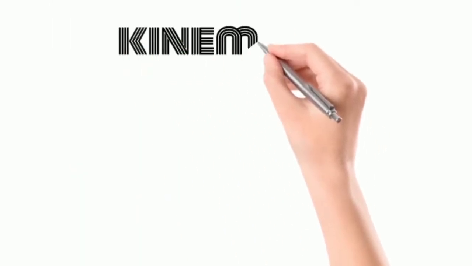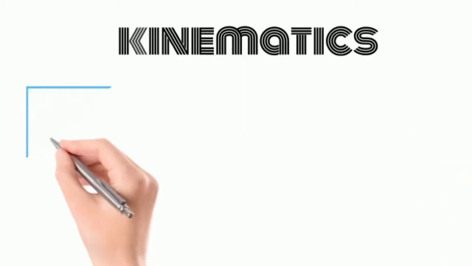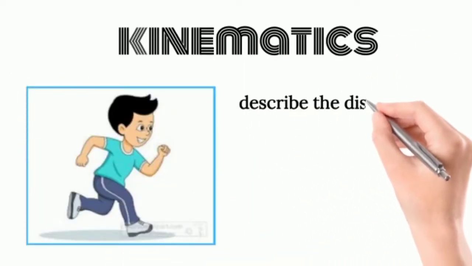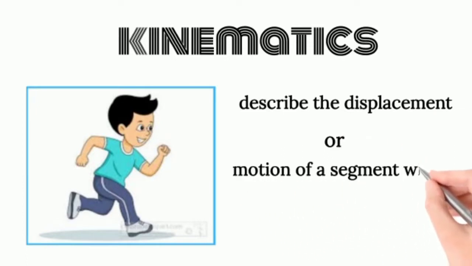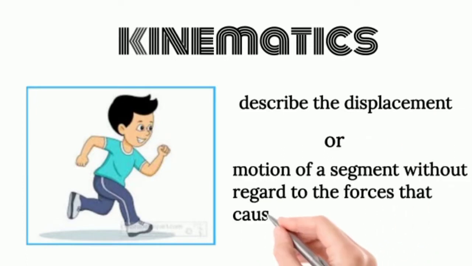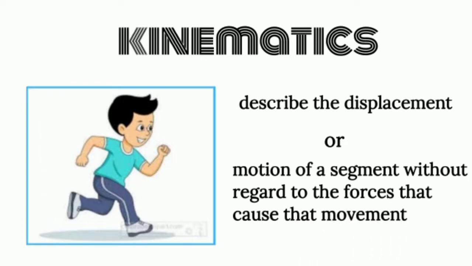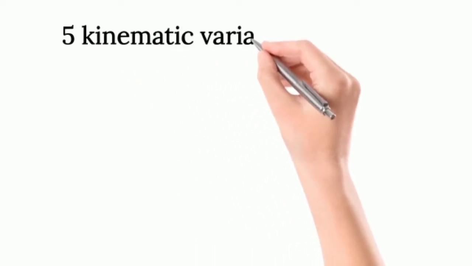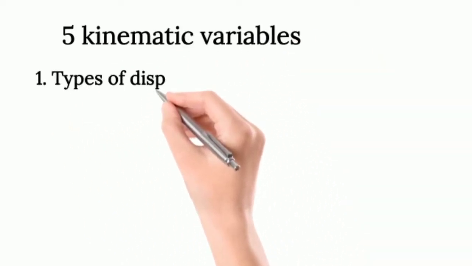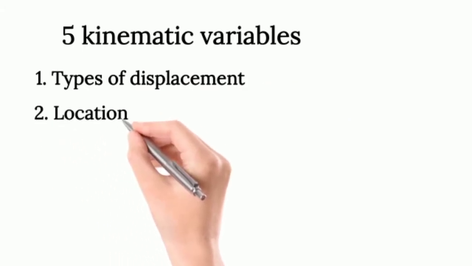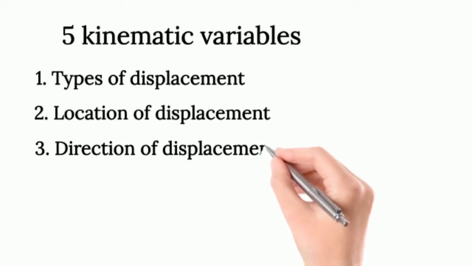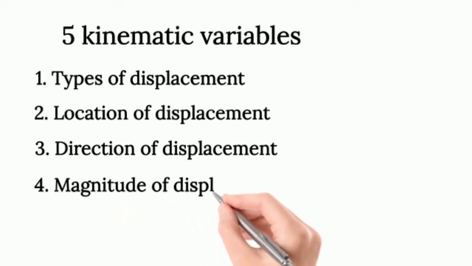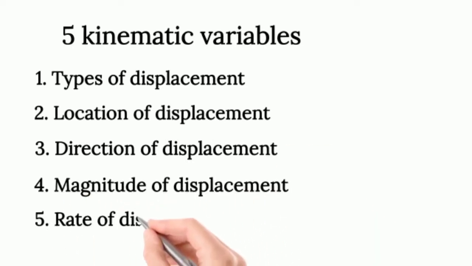What is kinematics? Kinematics describes the displacement. Kinematics is nothing but motion of a segment without regard to the forces that cause that movement. Here displacement is nothing but change in position. There are 5 kinematic variables. They are type of displacement, location of displacement, direction of displacement, magnitude of displacement and rate of displacement. Now let's discuss them briefly.